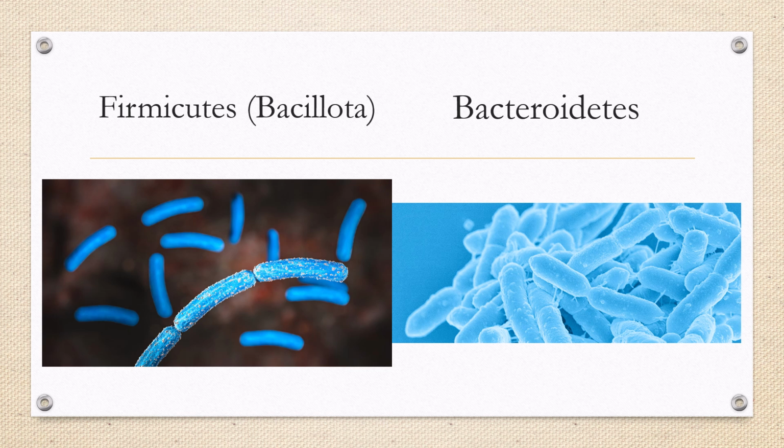These are just some examples of bacilli. Bacteroides include bacteria like Bacteroides, Prevotella, and Porphyromonas. Firmicutes include bacteria like Clostridium, Lactobacillus, and Ruminococcus.